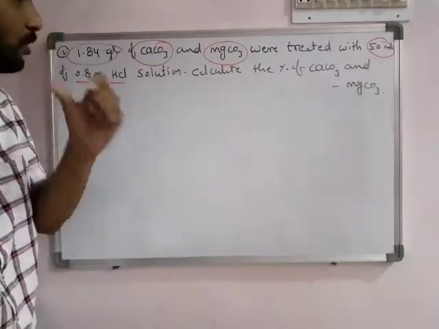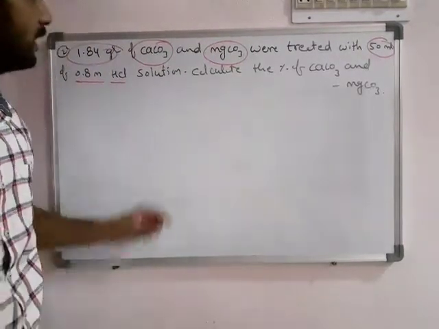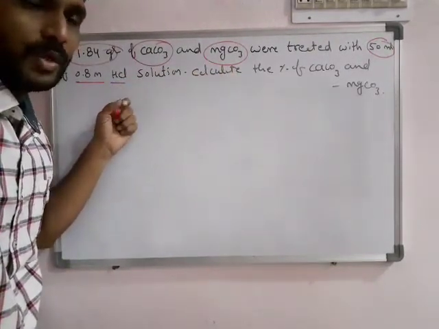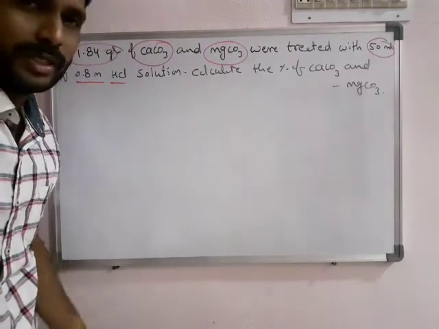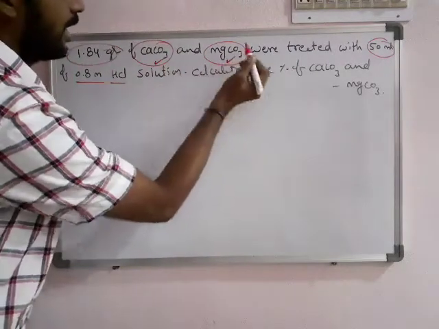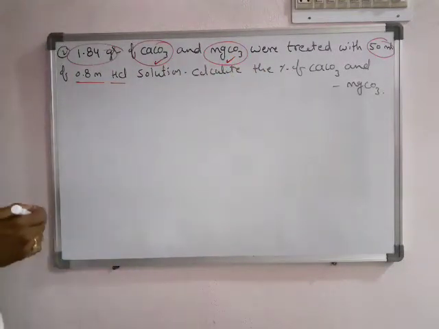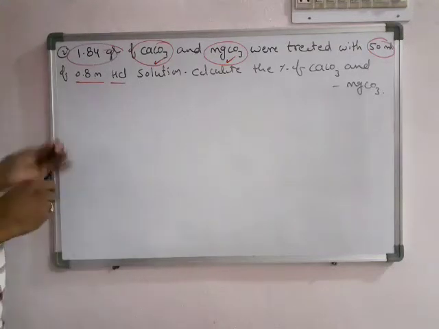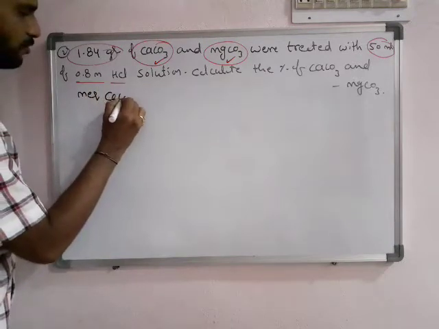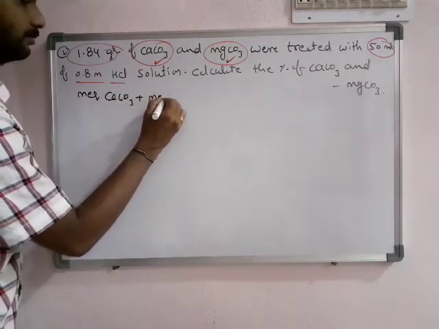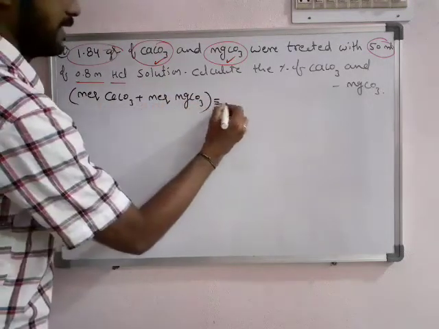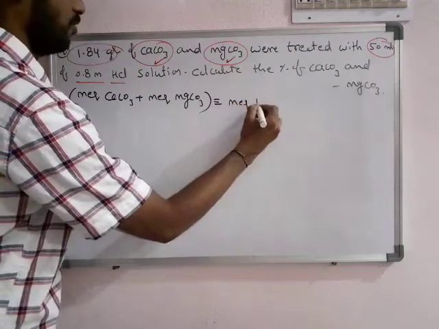Here we need to know whether the two compounds react with the given compound or not. This depends on our book knowledge. So here CaCO3 reacts with HCl, MgCO3 also reacts with HCl. Now we can write that milli-equivalents of CaCO3 and milli-equivalents of MgCO3 were exactly equal to the milli-equivalents of HCl.